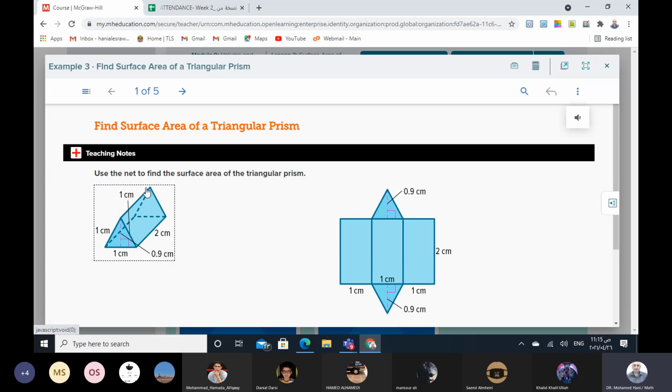In this example, we have this triangular prism, and here we have the net. And I want to find the surface area. So try to find the area of the triangle here, and this triangle is congruent with this triangle. Then try to find the area of the rectangle here, and this rectangle is congruent with this rectangle. Then try to find the area of the bottom. Then you can add all the areas. I want you to find the surface area in this example. Then tell me what is your answer. Start, please.